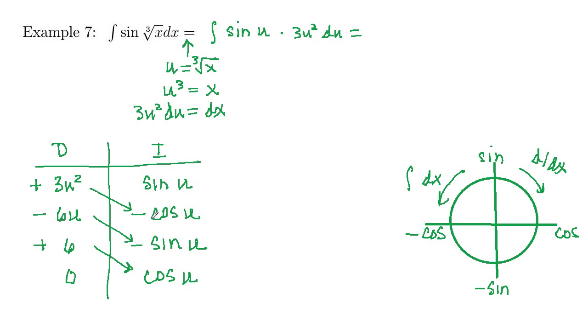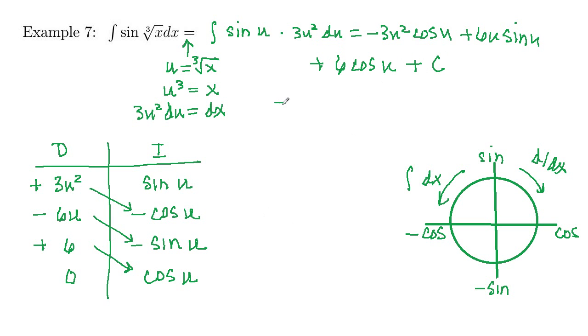So this will be 3u squared times negative cosine u. So that will be minus 3u squared cosine u. Double negative will make a positive, so plus 6u sine u. And then plus 6 cosine u. And then plus our constant.